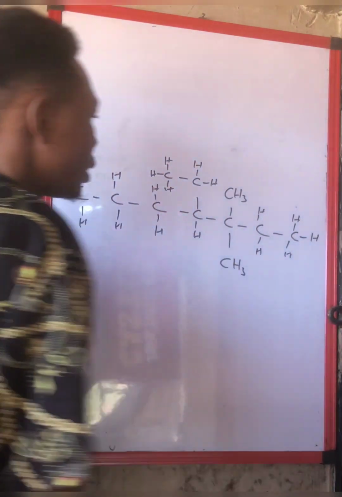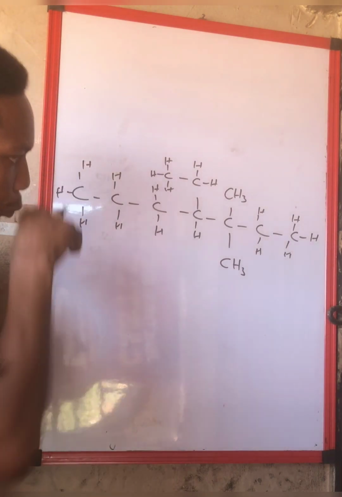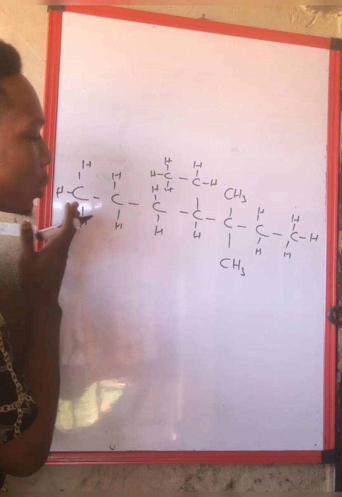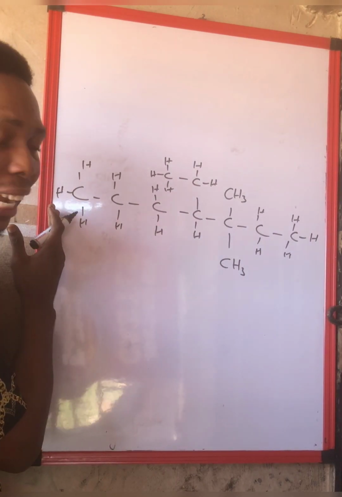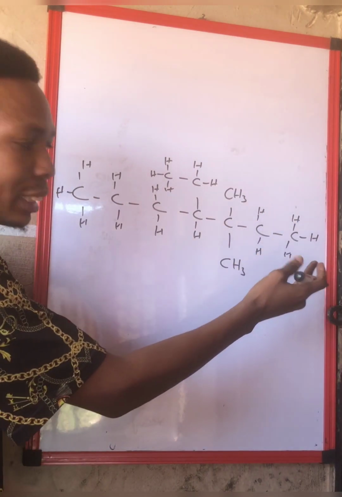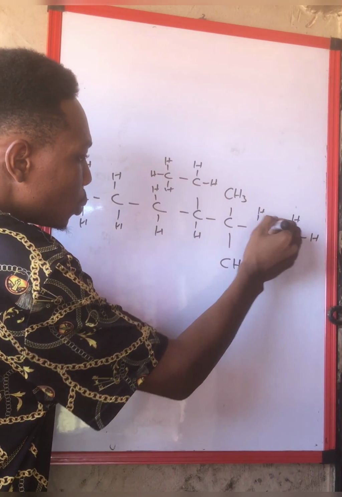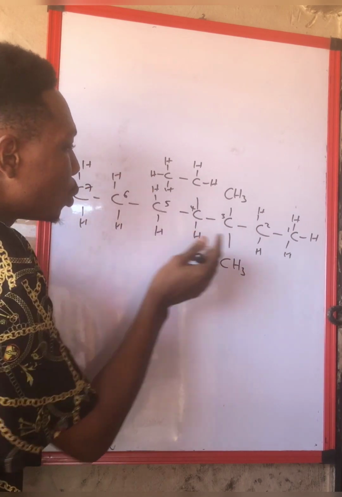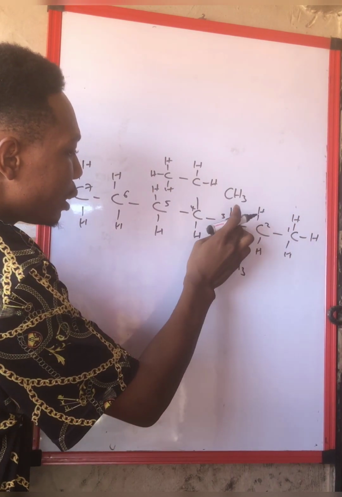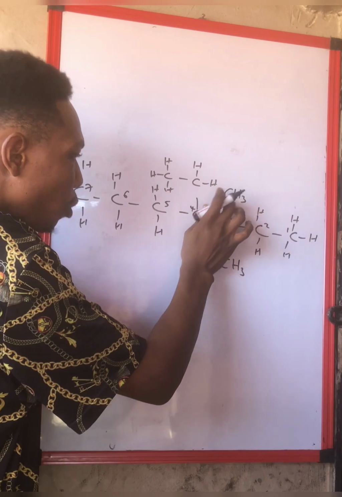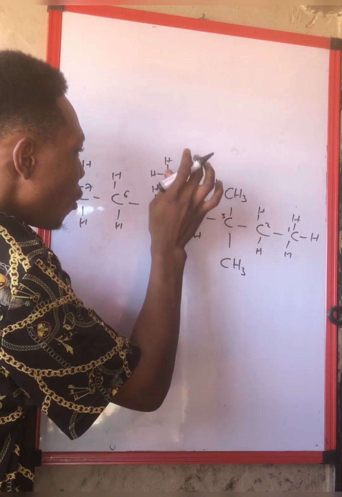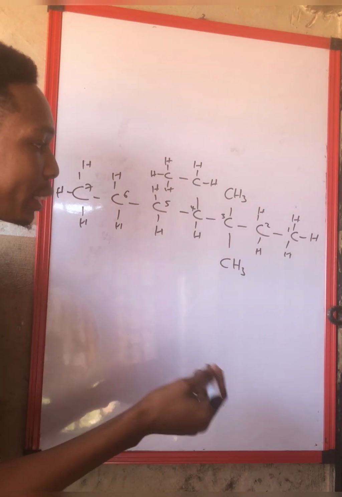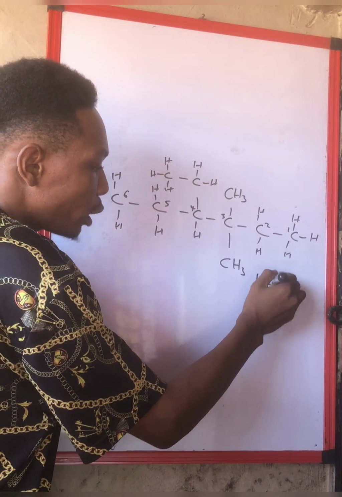All right, now let's go with this. Now, the longest carbon chain. Normally, this side is closer to the substituent compared to this side. So my number should start from this side. So this is 1, 2, 3, 4, 5, 6, 7. Or if you count like this, 1, 2, 3, 4, 5, and 6. So the longest carbon chain is 7, and 7 is known as what?